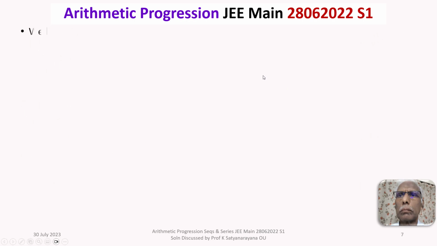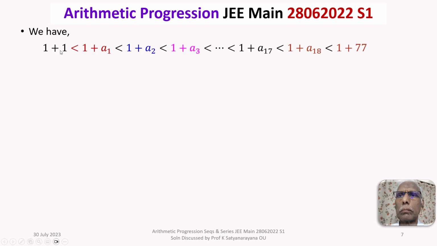Now, our goal is to show that 1, a1, a2, a18, 77 are in arithmetic progression. For that, we have 1 plus 1 less than 1 plus a1 less than 1 plus a2 less than 1 plus a3 less than 1 plus a17 less than 1 plus a18 less than 1 plus 77.